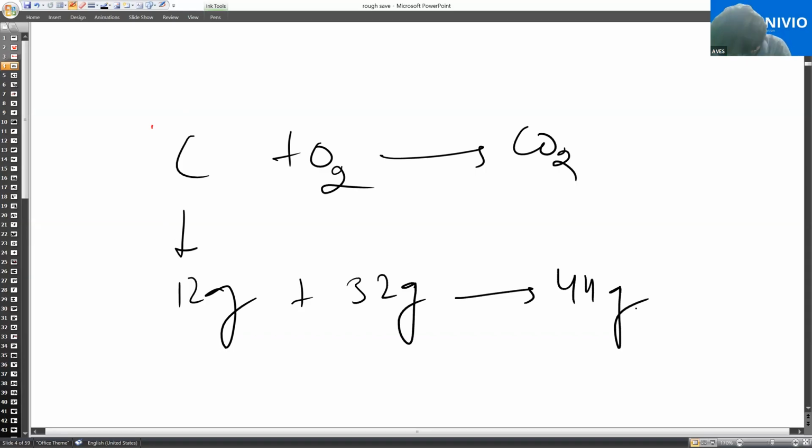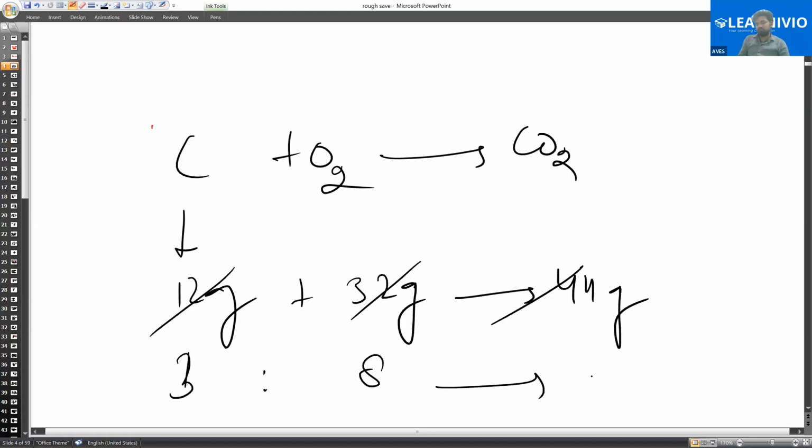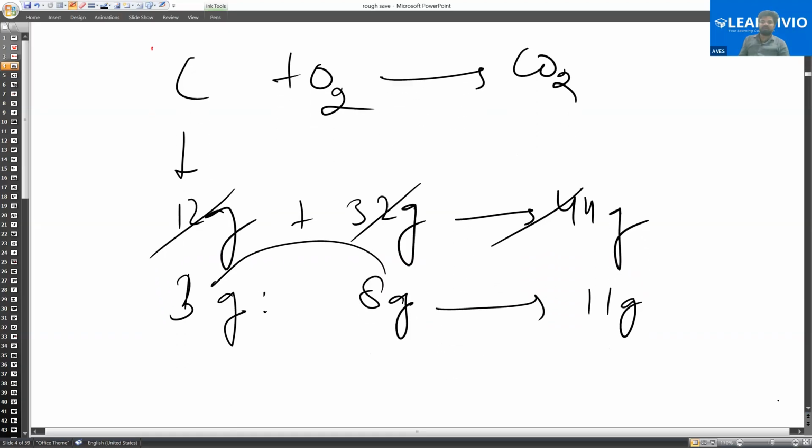Okay, got it? You cut it by the simplest ratio, you will get 3 is to 8 is to 11. So for every 3 grams of carbon, you require 8 grams of oxygen only, and it will give you 11 grams of carbon dioxide.